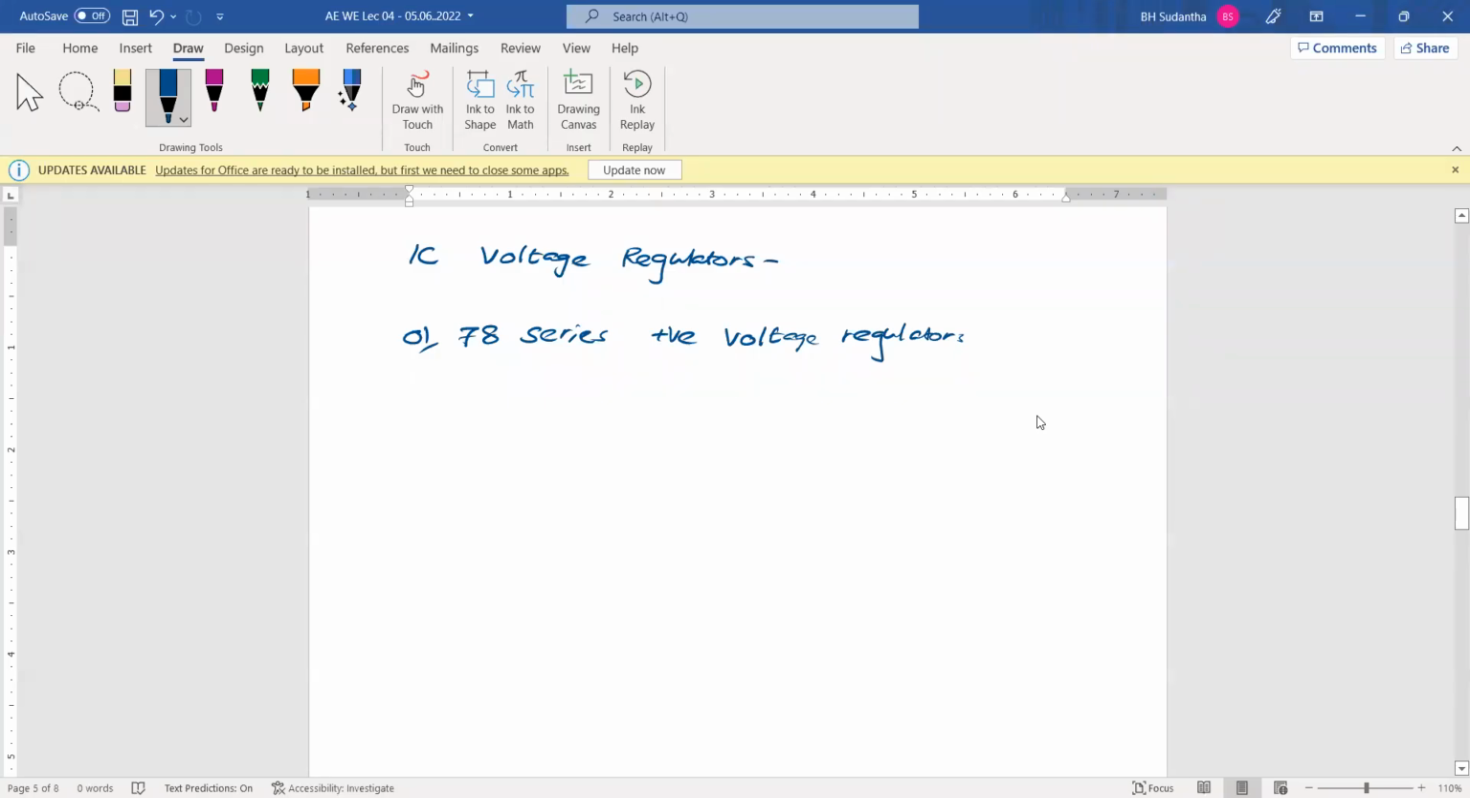Then this IC is 7805. This will be a plus 5 volts one. If it is 7809, this will be a plus 9 volts voltage regulator. And likewise, the 7812 is a 12 volts voltage regulator. It's a 3-terminal IC.